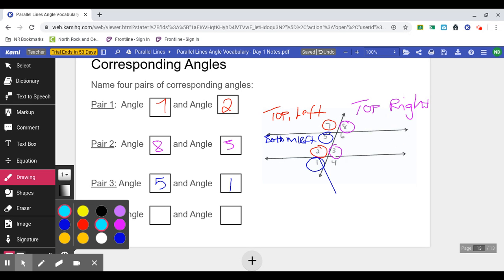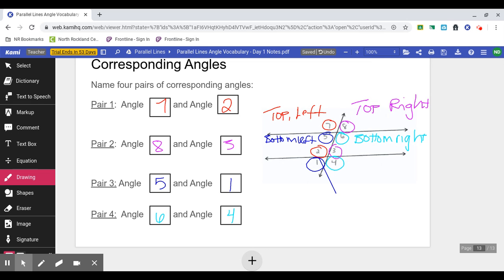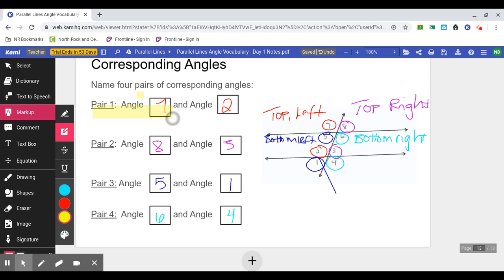And last but not least, this angle 6 is on the bottom right. Okay, and angle 4 is on the bottom right of that second line, making angle 6 and angle 4 corresponding angles, which means all of these pairs are going to be equal to each other. So angle 7 is going to be equal to angle 2, angle 8 is going to be equal to angle 3, angle 5 is going to be equal to angle 1, and angle 4 is going to be equal to angle 6.